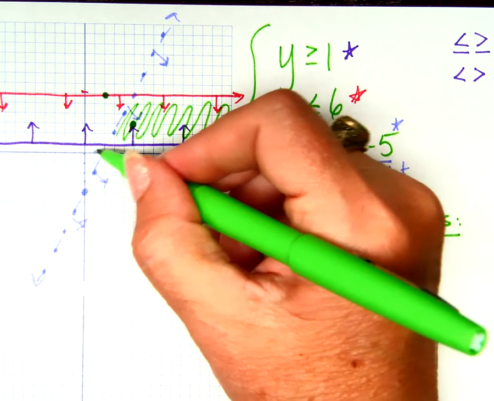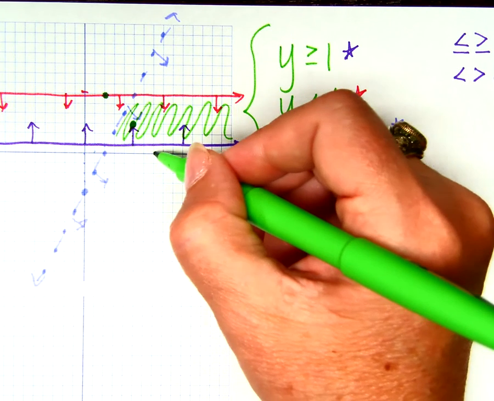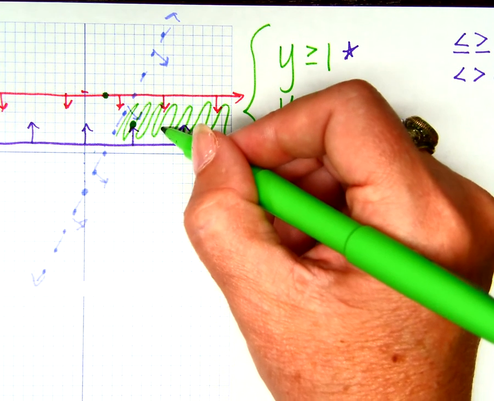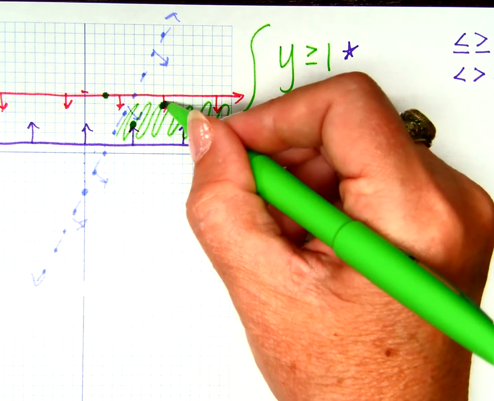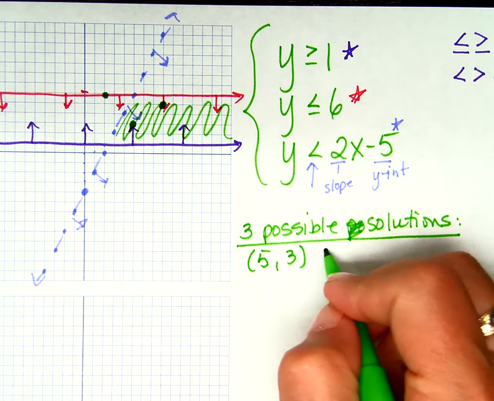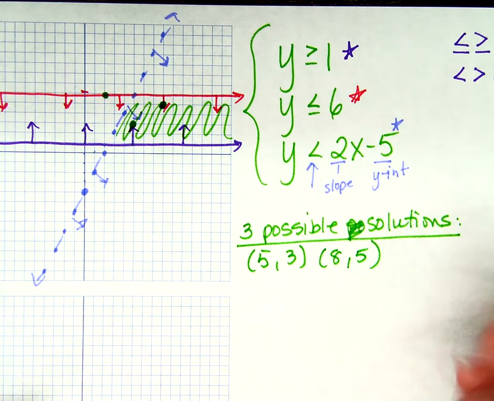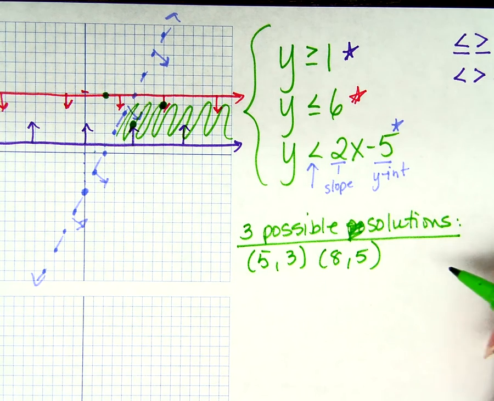8, 5. 1, 2, 3, 4, 5, 6, 7, 8. 1, 2, 3, 4, 5. Is that in the shaded area? Then 8, 5 is a possible solution. I would like to trick you now. Are you ready? I'm going to try to trick you.